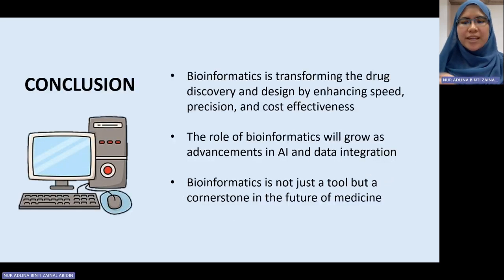In conclusion, we can see that the advancements in bioinformatics have led to the transformation of the drug discovery and design field by enhancing speed, precision, and cost effectiveness in the development of therapeutic agents. And with the progress of computer-aided drug design, AI, and deep machine learning, the role of bioinformatics in the biological science field will continue to grow day by day, with more and more data being integrated and becoming more accessible to the public. Overall, bioinformatics will no longer be just a tool, but a cornerstone in the future of medicine.